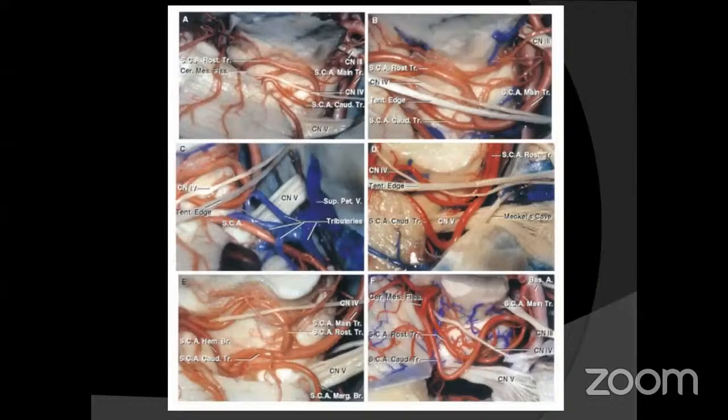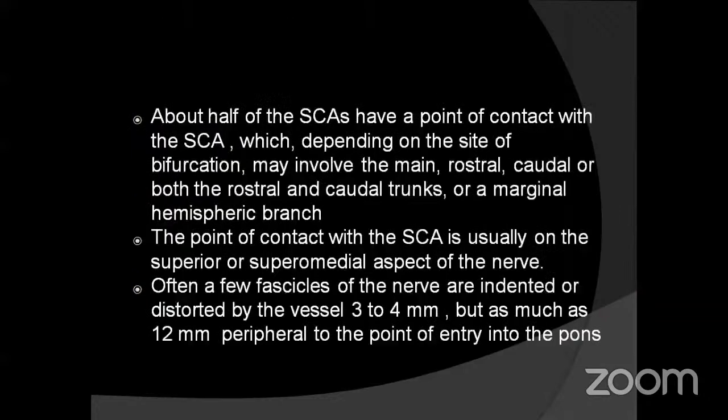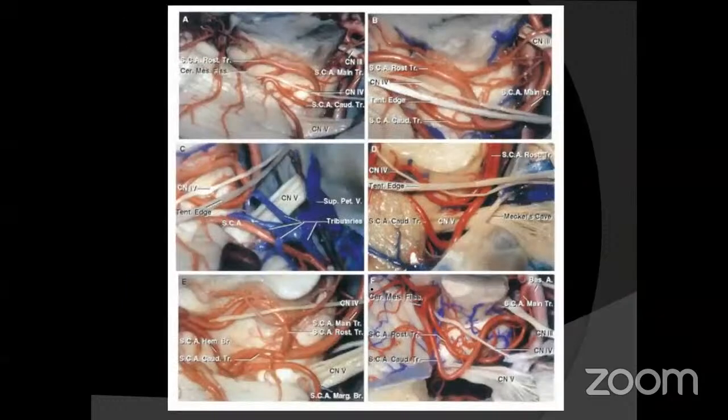As we have seen here, mostly it's a caudal trunk, but sometimes it's even the rostral trunk, both trunks that are making a point of contact with the trigeminal nerve. The point of contact with SCA is usually on the superior or superior-medial aspect of the nerve. Easily seen here.